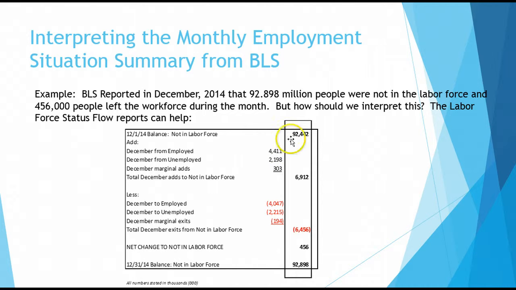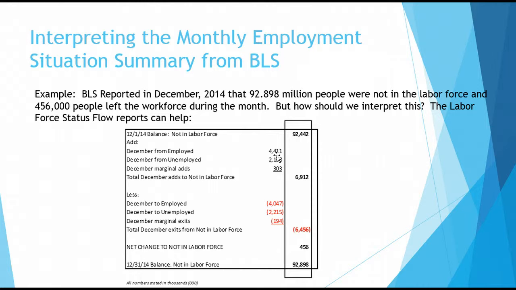And where are they coming from? Well, there are basically two main places. There are people who were employed. They were employed at the beginning of the month, but during the month of December, they left the workforce. Now, the kind of people that would normally be in this group here, this 4,411,000, would be people who retire. Some people in this group could also be people who have gone on disability.